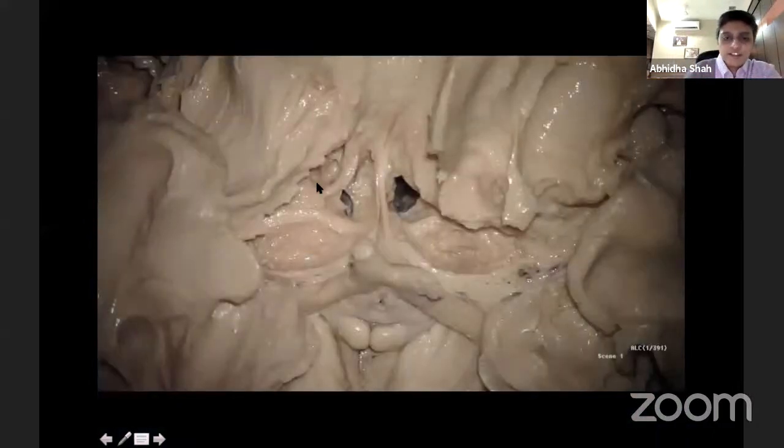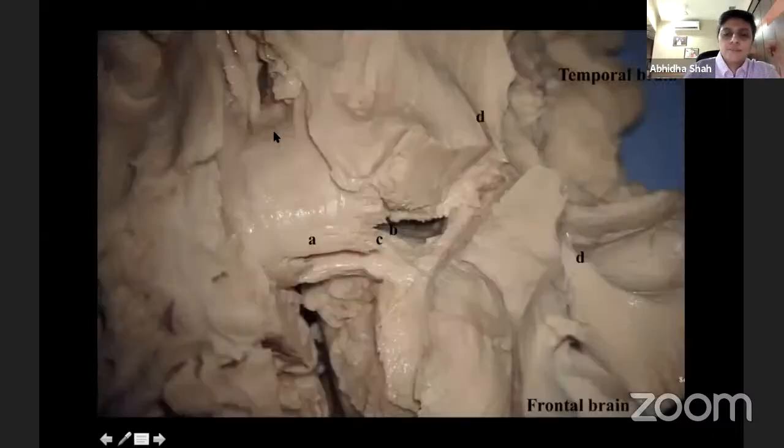And this is the inferior aspect to show that there are no fibers that come in this way. So this is the anterior commissure. These are fibers of the uncinate fasciculus, which are way in the depth. They will not be damaged by this approach.